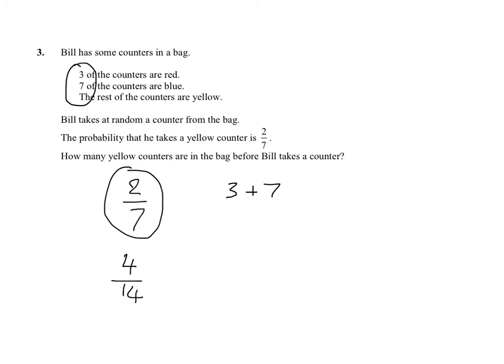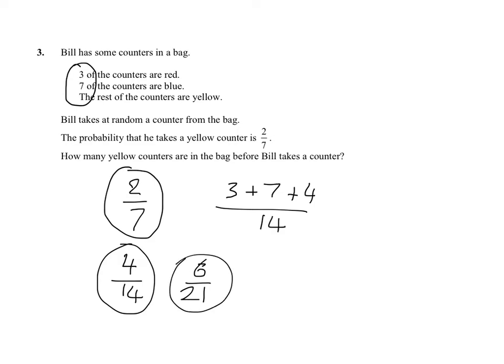It could be 6 out of 21 or something like that. So if we have 4/14ths, then that would mean 4 yellow counters and a total of 14 counters. If we have 6 out of 21, then that would mean that we got 3 red, 7 blue, and 11 yellow out of 21 counters in total.